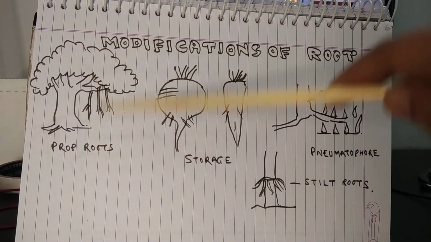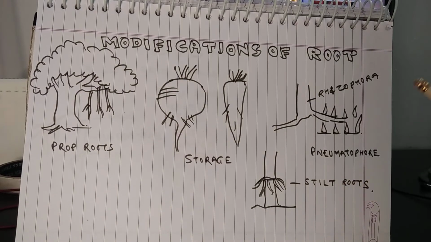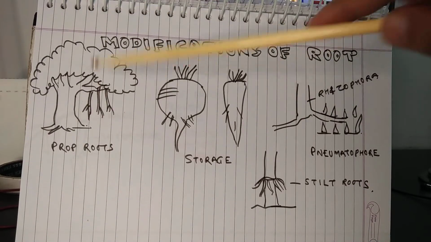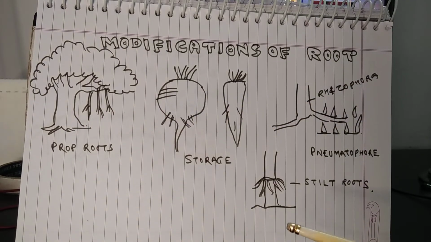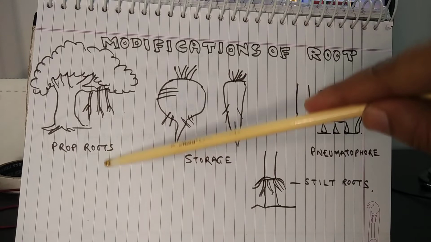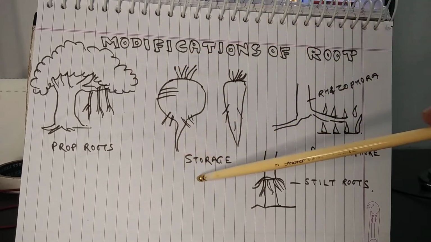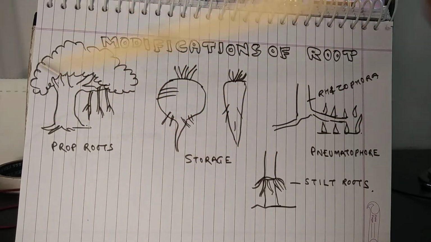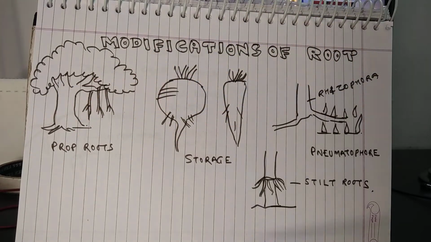These are prop roots. They grow in some large trees. For example, in case of banyan tree or peepal tree, many rope-like structures grow from the branches of the tree, and subsequently these structures enter the ground. So, once they enter the ground, they provide additional mechanical support to the large structure of the tree.